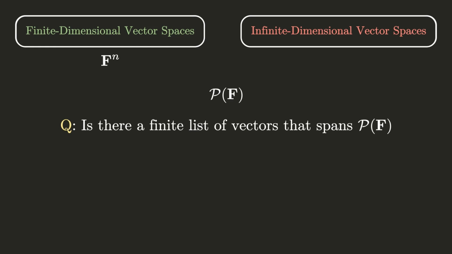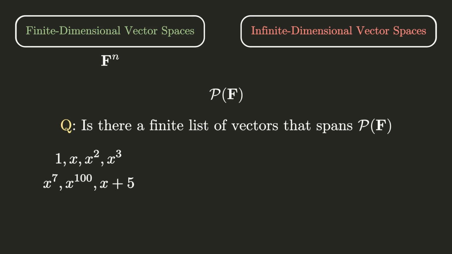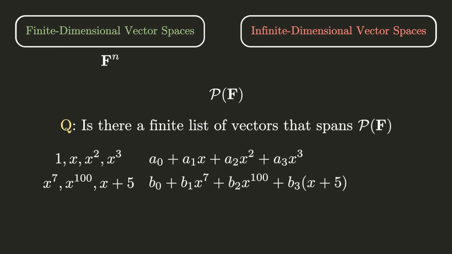Let's just take two random lists of vectors and see if they work. Just to clarify, in this case, each vector is a polynomial. The one on the top is a list of 4 vectors, and the one on the bottom is a list of 3 vectors. Their linear combinations can be written like this, respectively.